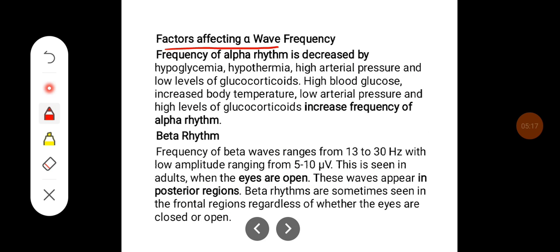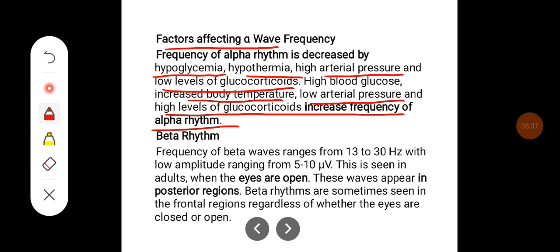Factors affecting alpha wave frequency. The frequency of alpha wave is decreased by hypoglycemia, hypothermia, high arterial pressure, and low levels of glucocorticoids. High blood glucose, increased body temperature, low arterial pressure, and high levels of glucocorticoids increase the frequency of alpha rhythm.